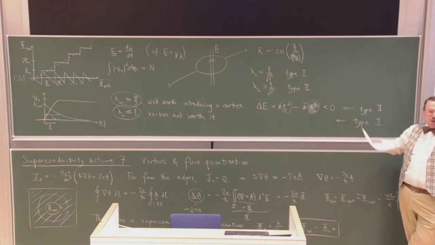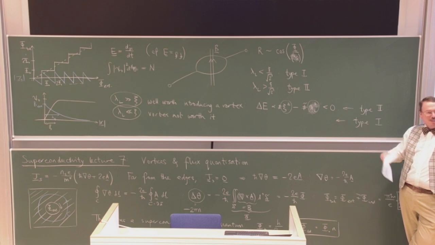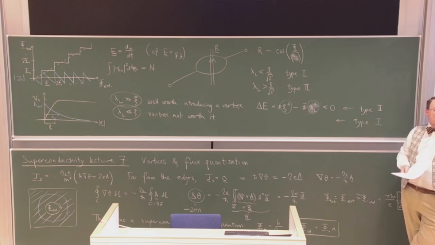Whereas in a type 1 superconductor, you just get a perfect Meissner effect until you hit a critical magnetic field, and then it just drops out of the superconducting phase into the normal one.